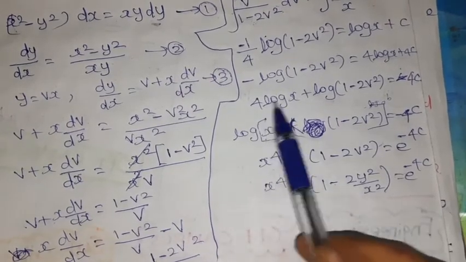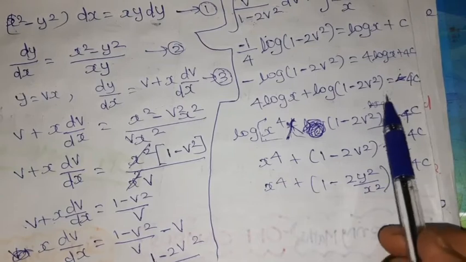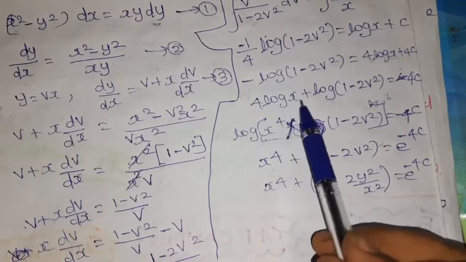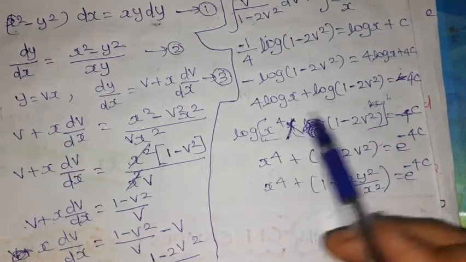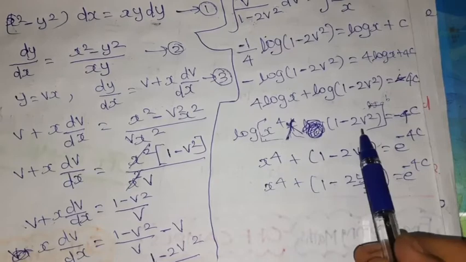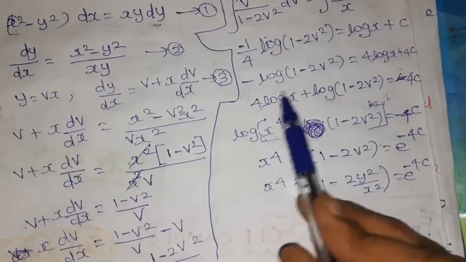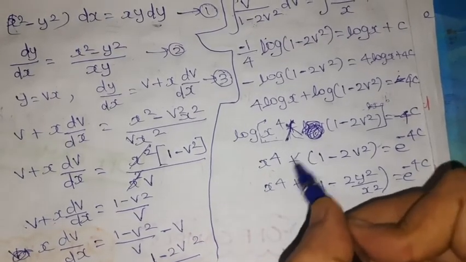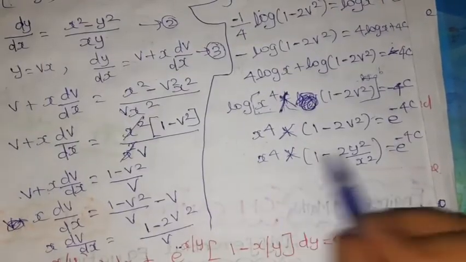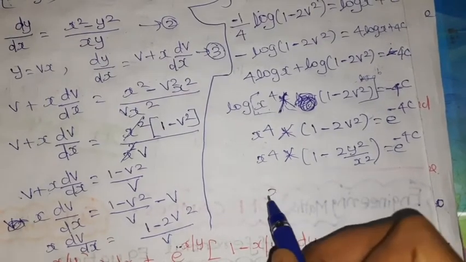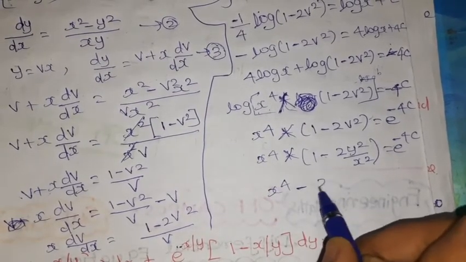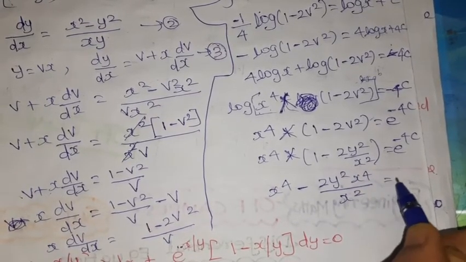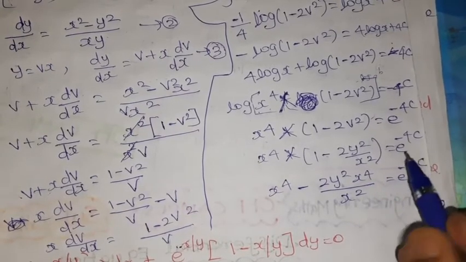So we can do two substitutions here. Log a power b is nothing but b log a. Again, log a plus log b equals log of ab, a into b. So the logarithm of x power 4 into 1 minus 2v squared equals minus 4c. So this is the multiplication. When we multiply inside, what will we get? x power 4 minus 2y squared x power 4 divided by x squared equals e power minus 4c.